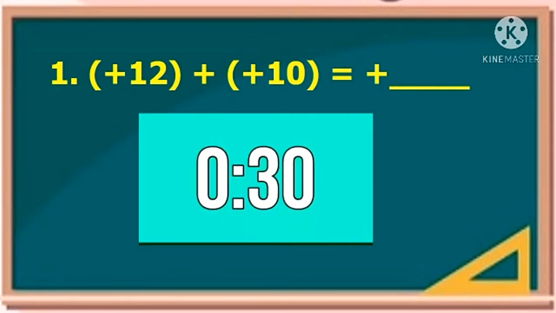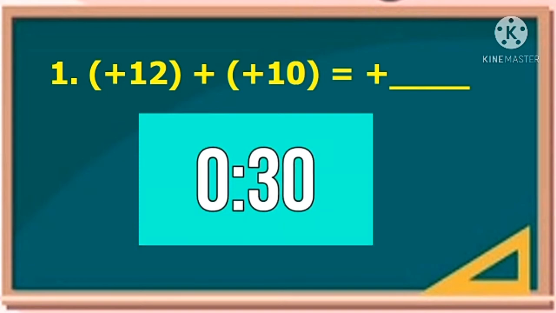I will give you 30 seconds to answer each. Write your answers in your notebook. So, get ready. Let us begin. Number 1. Positive 12 plus positive 10 equals positive blank. Time starts now.